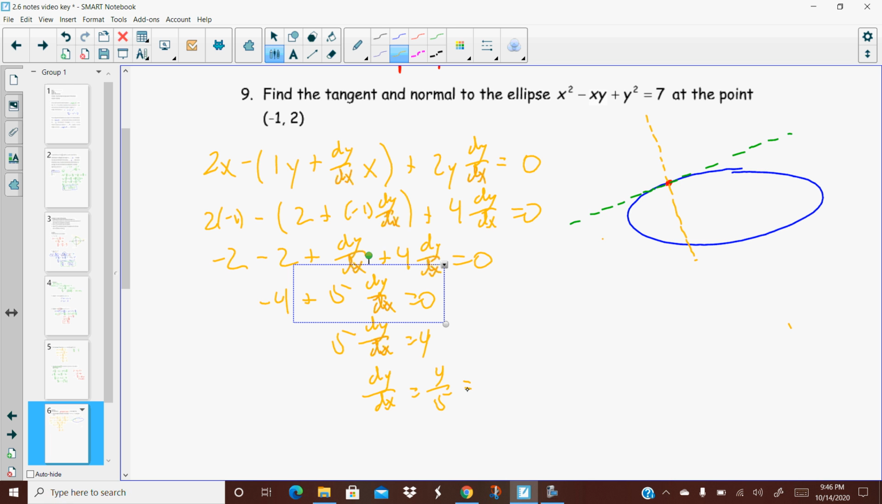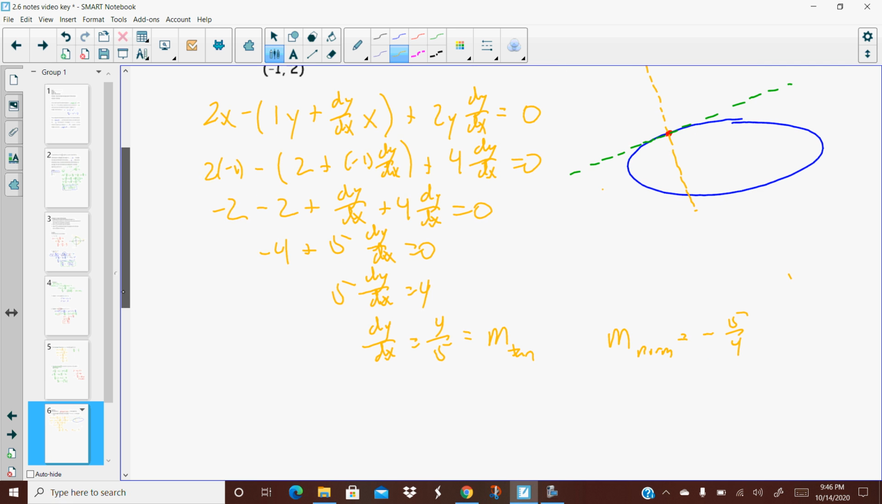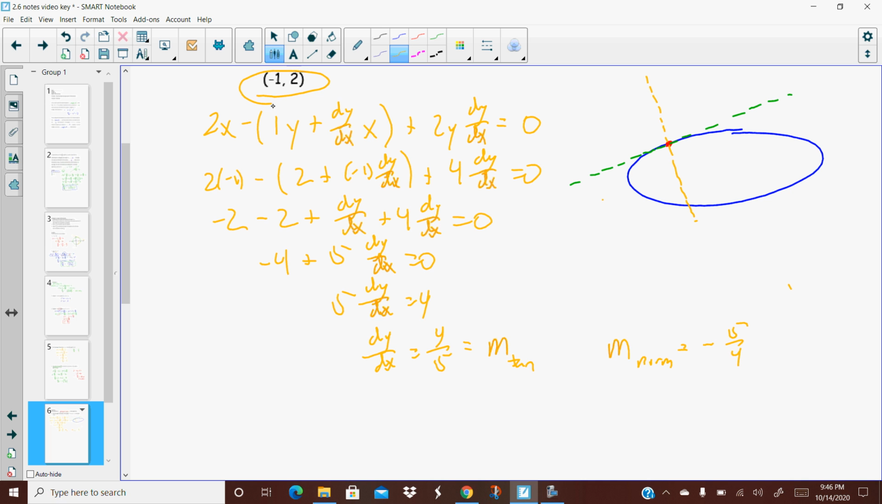Well, this right here is the slope of the tangent line. For something to be perpendicular, the slopes are opposite reciprocals of each other. So the slope of the normal line is going to be the opposite reciprocal of 4/5, which is -5/4. So now I have everything that I need because I've got my x and y right there, and I've got my slopes.